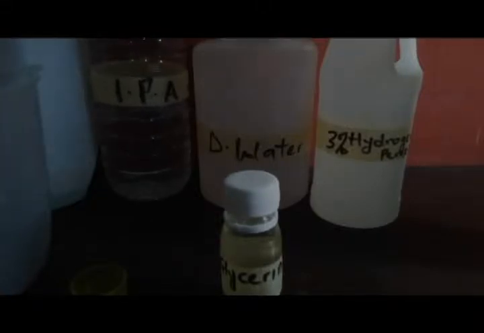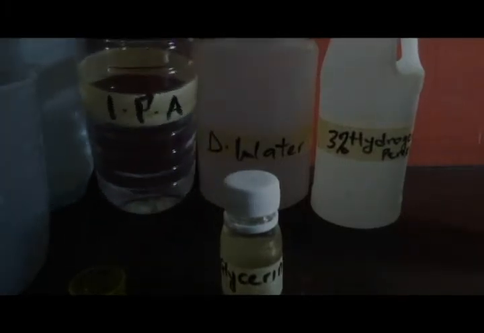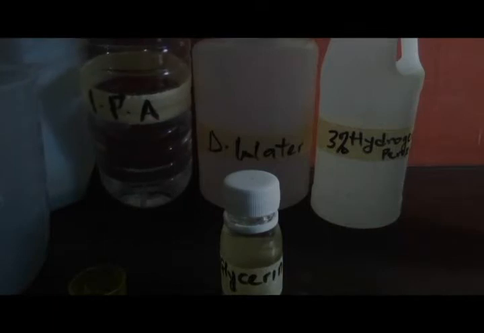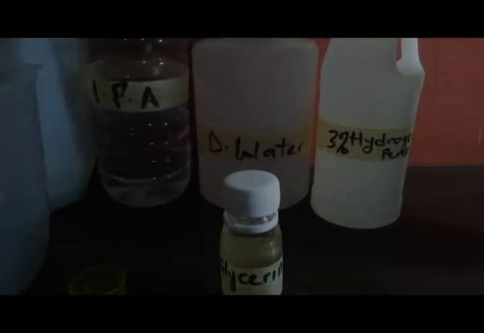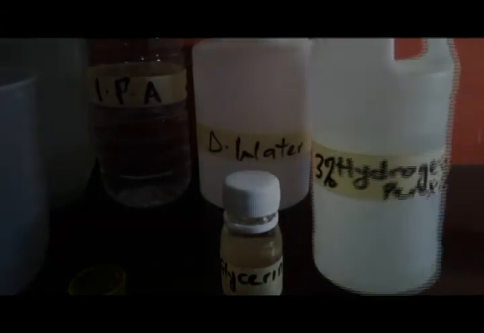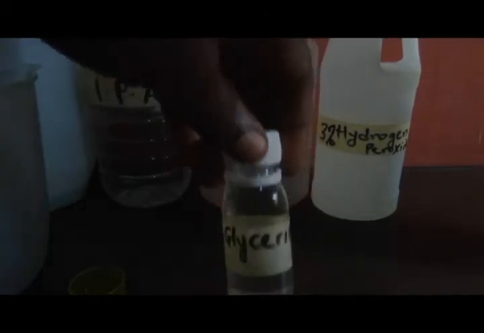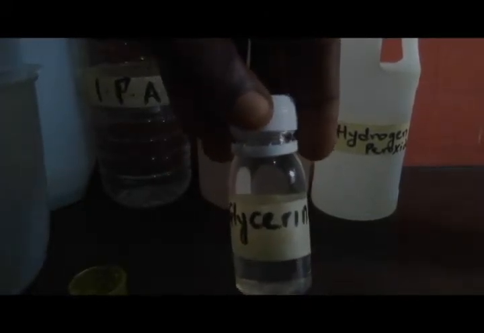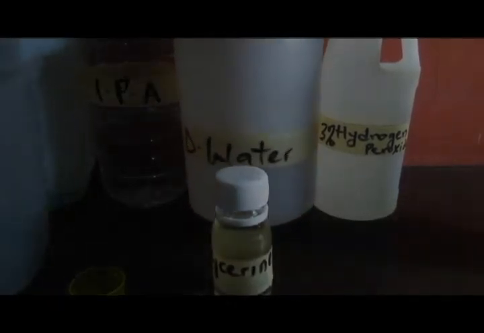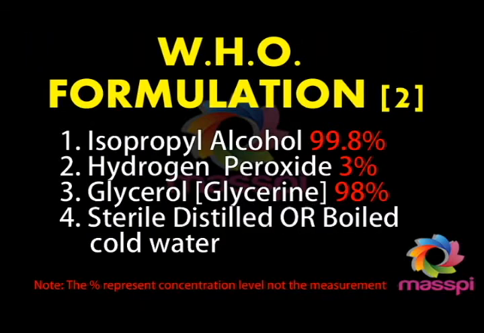So you could see that I have my ingredients here ready. This is IPA, isopropyl alcohol, and the concentration is 99.8%. I also have my hydrogen peroxide, which is 3% concentration. I also have here glycerin, which is 98% concentration. And then the last ingredient here under the second formulation is distilled water.